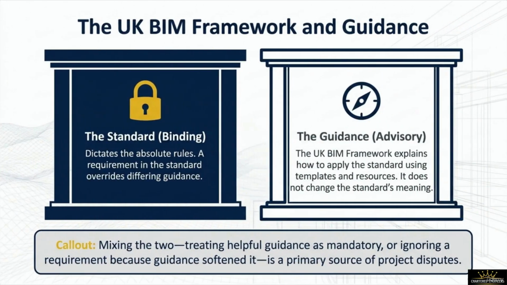Let's talk about one of the most common sources of legal disputes and coordination confusion on modern engineering projects: the dangerous habit of blending binding rules with friendly advisory guidance. To maintain a clean compliance record, you must keep these 2 pillars completely distinct. On the left side, we have the standard. The standard represents the contractually binding framework that dictates the absolute, unalterable rules. A formal requirement explicitly written in the core standard will always completely override any conflicting guidance material.